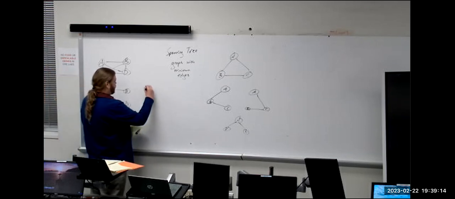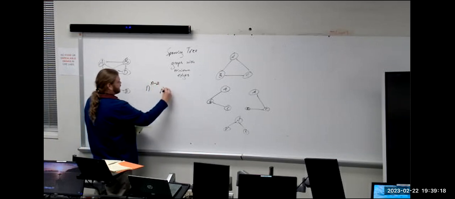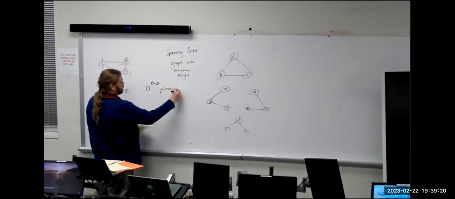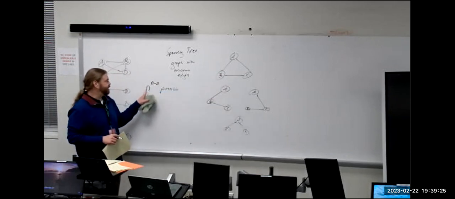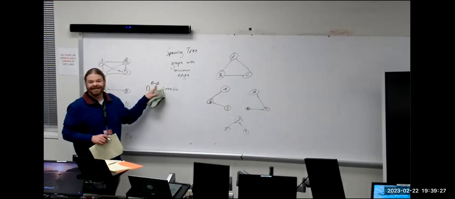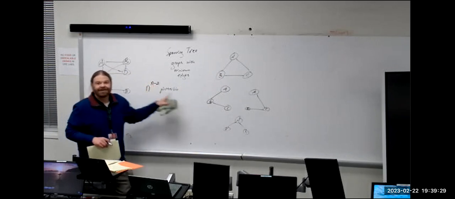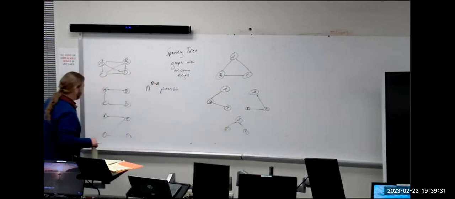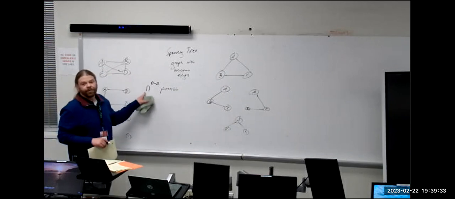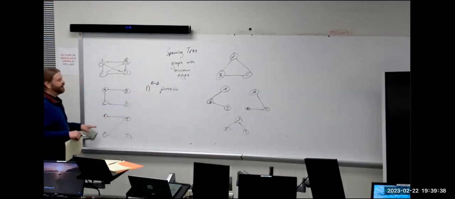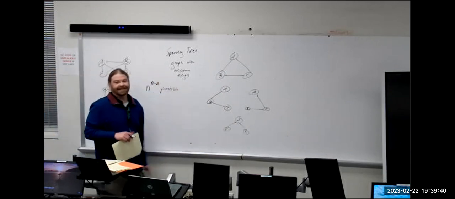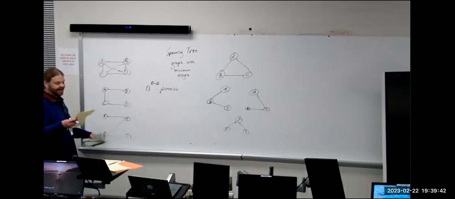There are n to the n minus 2 possibilities. So on 3, it's 3 raised to the 3 minus 2 possibilities. So 3 to the first power, there's only 3 possibilities. With 4, it's 4 to the 4 minus 2, so 16 possibilities. With 5, it's 5 cubed possibilities. It grows very, very quickly, the different ways we could actually connect it.